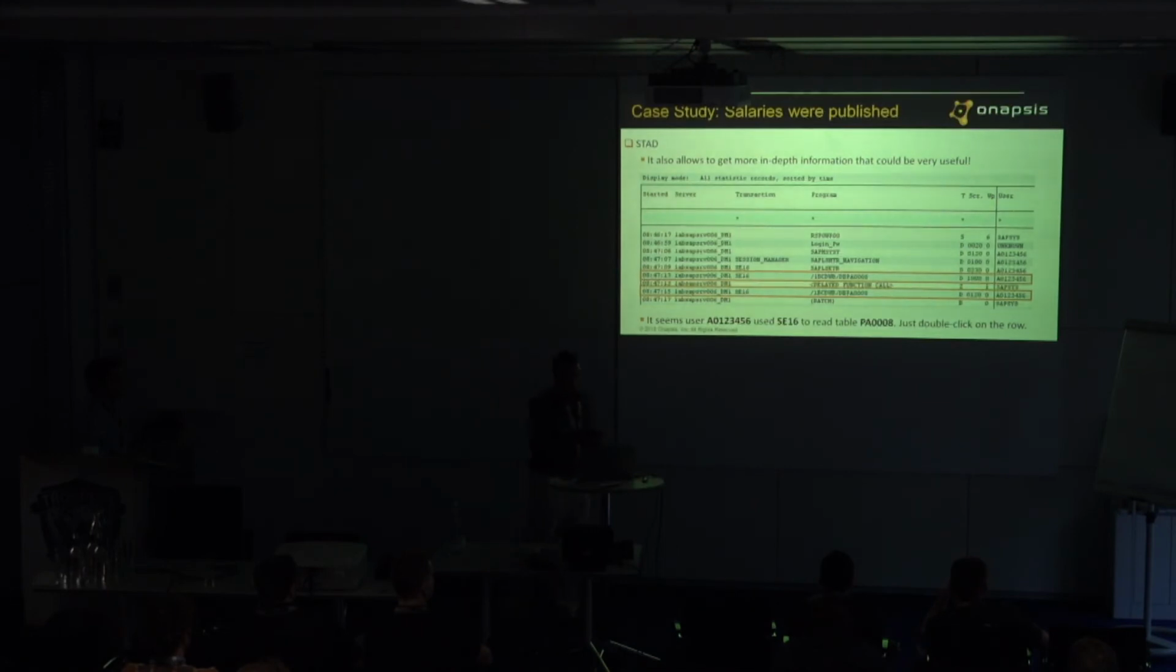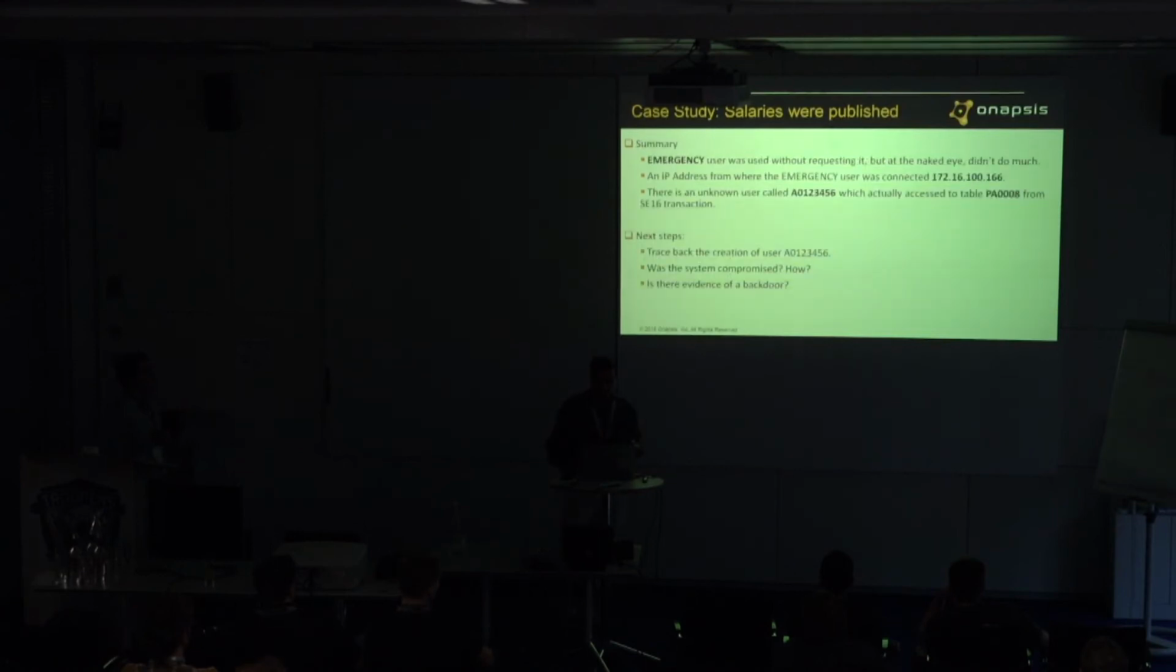Here the important part is we need to be quick, because if we perform this action 2 days later or 3 days later, we won't find anything here. So, summary so far: we have an emergency user whose actions we don't know. We have an IP address, and we know that this user got into this table.